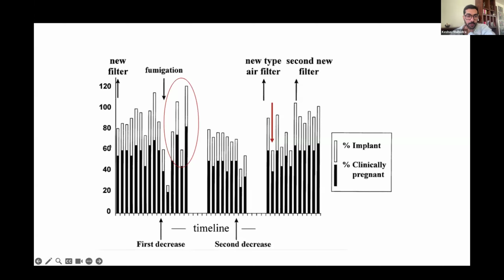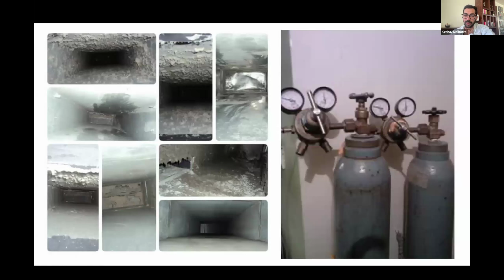From Jack Cohen's group, this talks about a decrease in clinical pregnancy rates and implantation rates. You can see that the first decrease happened during the fumigation of the periphery, not the laboratory itself, and it went to almost half of what it was originally. The second one also happened here, probably because of not changing the air filters. Once the air filter was changed, they got back to their current standards. These things need to be thought about.